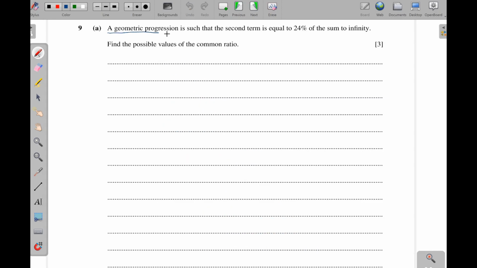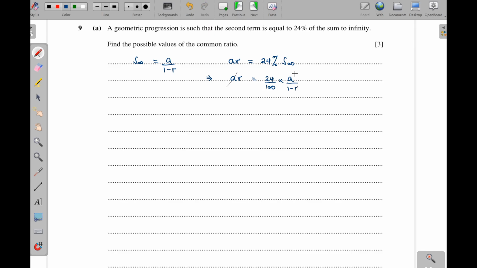Question 9, part A. A geometric progression is such that the second term is equal to 24% of the sum to infinity. Find the possible values of the common ratio. Now, sum to infinity is given by a out of 1 minus what? r. And they are saying the second term here, which is ar, is equal to 24% of the sum to infinity. So that means I'm going to have ar, which is equal to 24% will be 24 out of 100. And then the sum to infinity is a out of 1 minus r. And so?